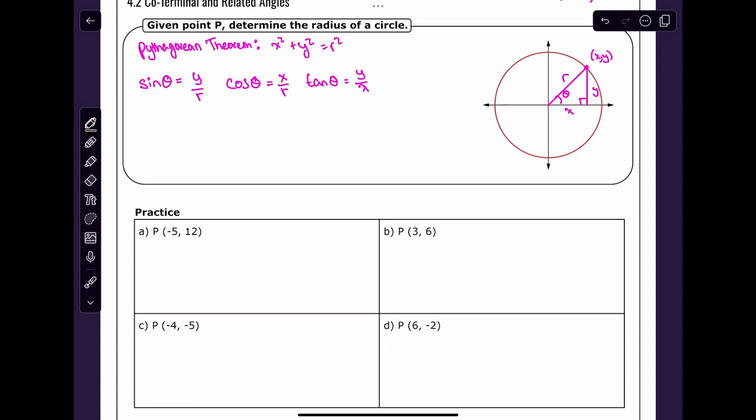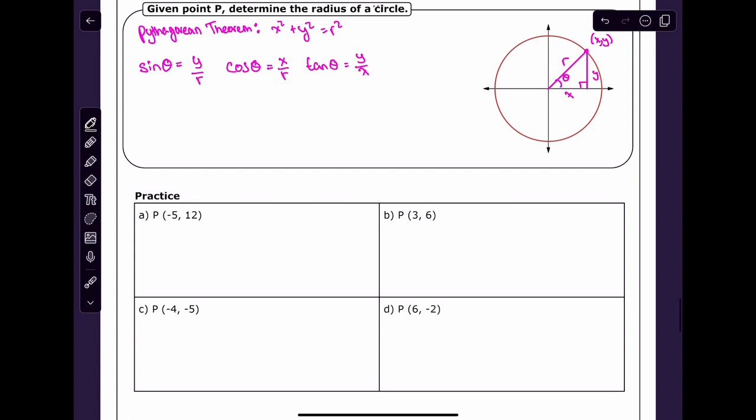Given the point P minus 5, comma 12, determine the radius of the circle. So we always want to start by sketching first. And then my second question is going to be, what quadrant are we in? So here the x value is negative and the y value is positive. So that means I'm in quadrant 2.